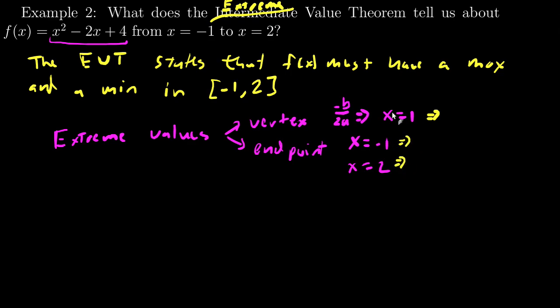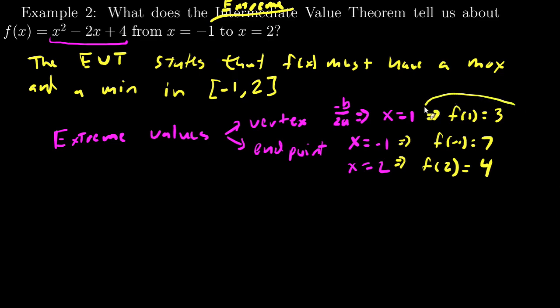So f of 1 will equal 1 minus 2 plus 4, which is 3. F of -1 will equal 1 plus 2 plus 4, that's 7. And f of 2, we already figured out, but I'll go through it again. 2 squared is 4, minus 4 is 0, plus 4 is 4. And so you see, okay, this one was the lowest, this one was the highest.